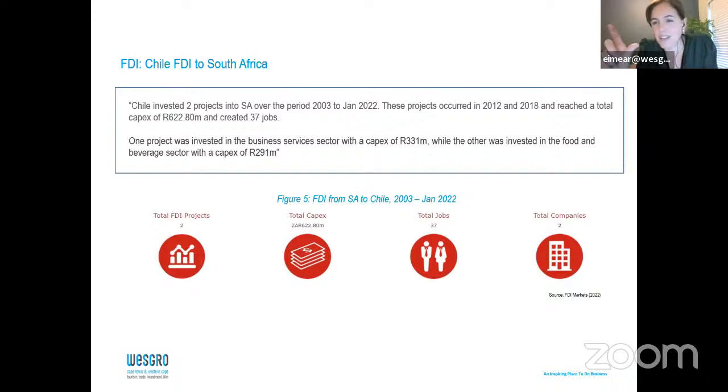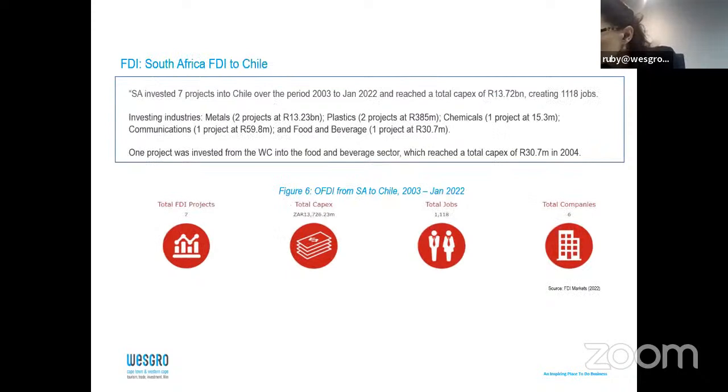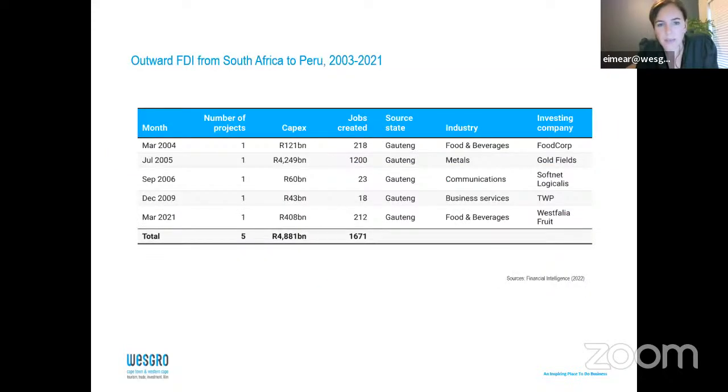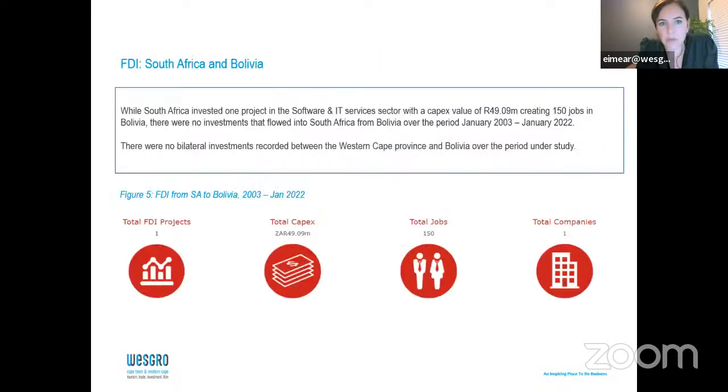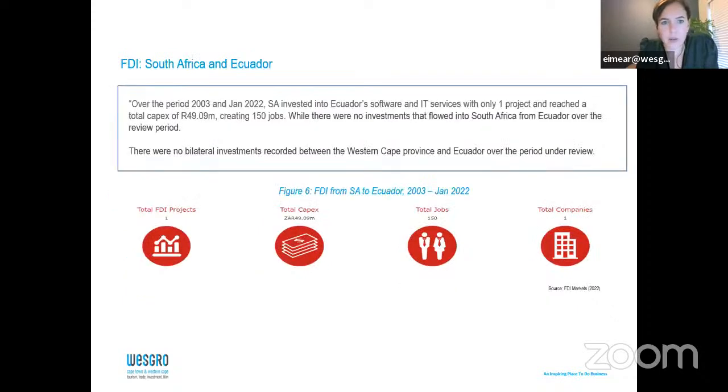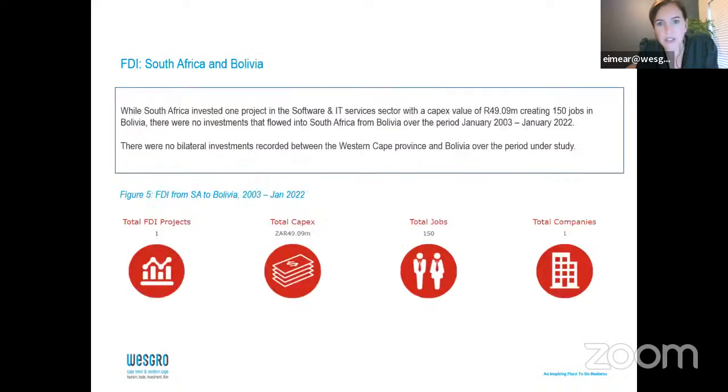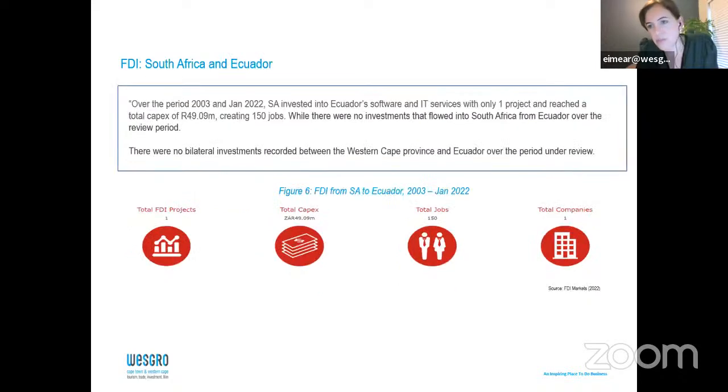So unlike Ruby, in some of these cases, we're talking about South Africa and not the Western Cape because there isn't any activity in the Western Cape to talk about. So it's kind of that opposite issue. And in reverse, South Africa has invested 7 projects into Chile. So Chile is the one with the most activity to talk about. Then we have Peru. And then when it comes to Bolivia and Ecuador, it is 1 project in each case. So we'll fly through that quite quickly.